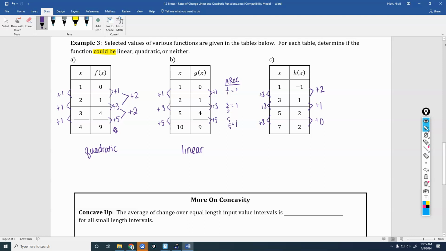So I want to check my second difference on this one. So 2 to 1, that goes up 1. From 1, oh wait, no, it doesn't go up 1. What does it do? It goes down 1. And then from 1 to 0, down 1 again. Is that constant? Your second difference is constant here. What does that tell us we're dealing with? Quadratic.